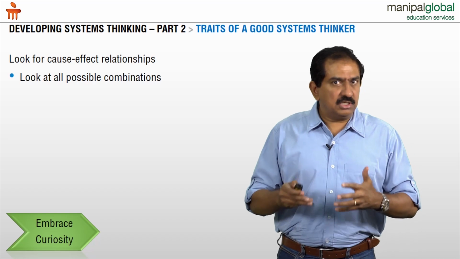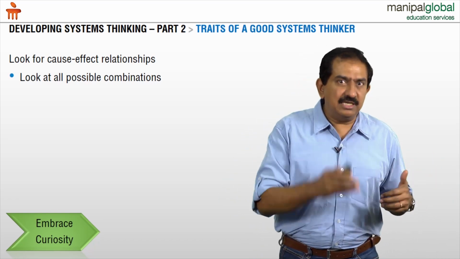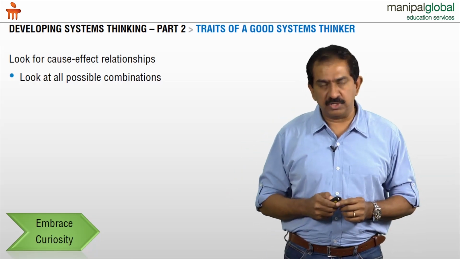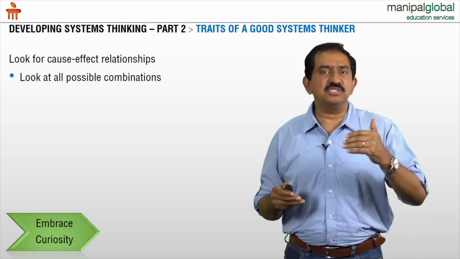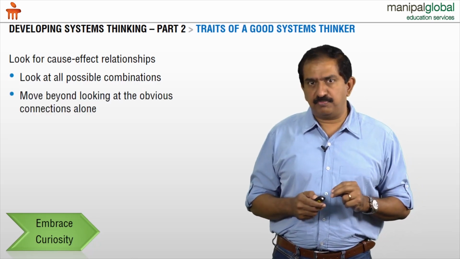The important thing here is to do the brainstorming up front. Don't eliminate a possible cause-effect relationship till it has been studied in toto. So look at all possible combinations, then start filtering. You need to look beyond obvious connections.